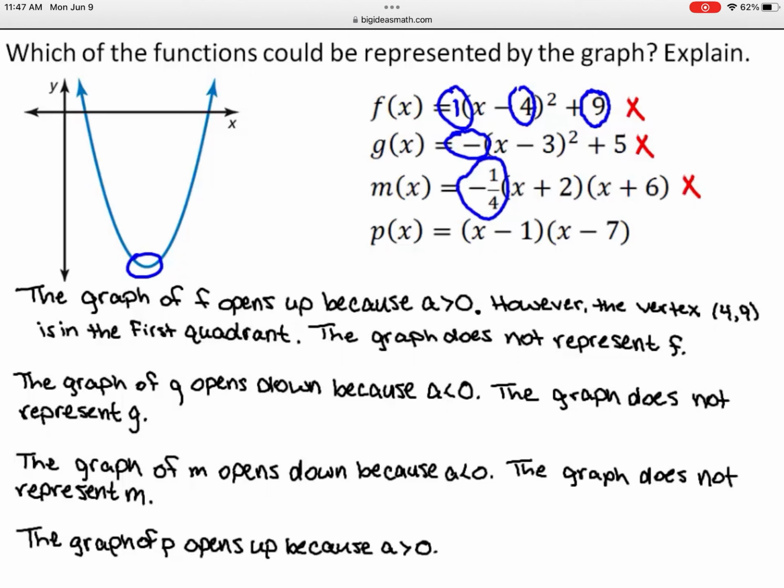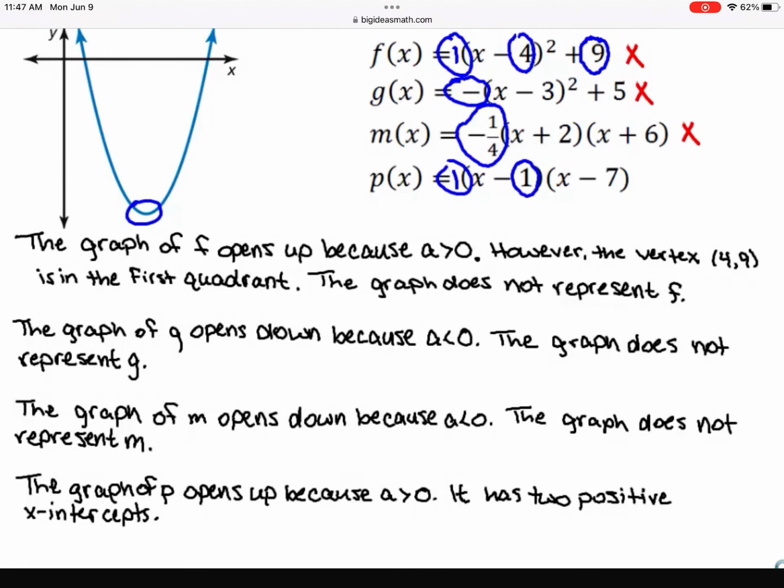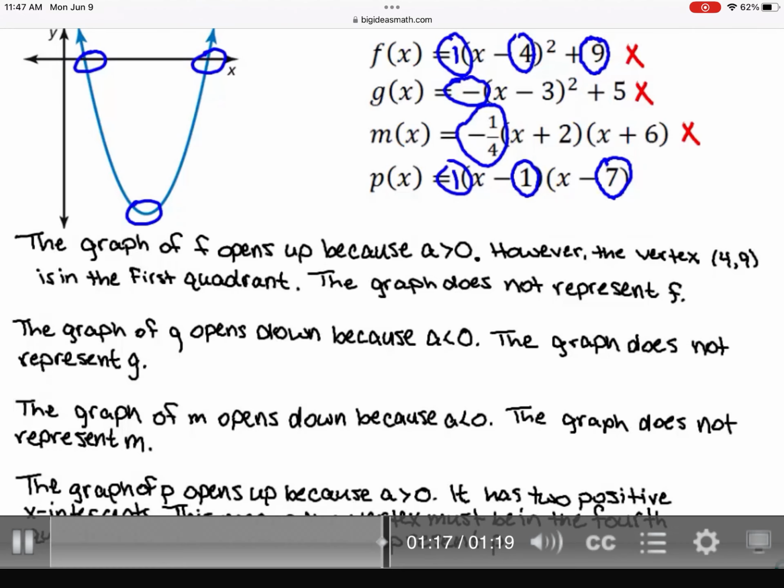The graph of p opens up because a is greater than 0. Also, it has two positive x-intercepts, 1 and 7. You can see that the given graph also has two positive x-intercepts. Because the graph of p has two positive x-intercepts and opens up, p has a minimum value and the vertex must be in the fourth quadrant. So the graph could represent p.